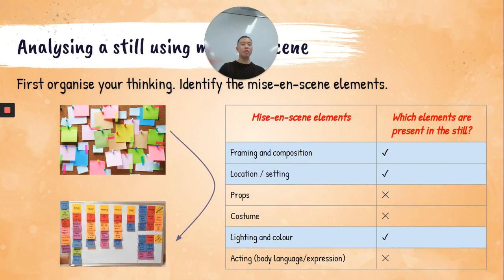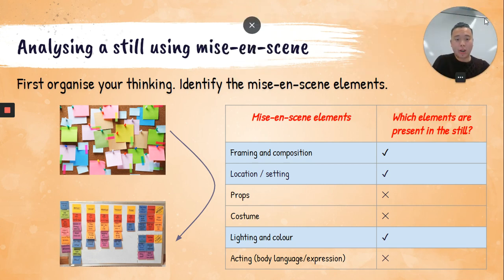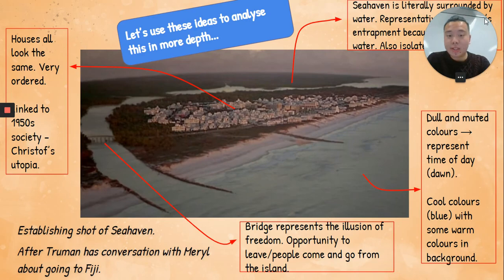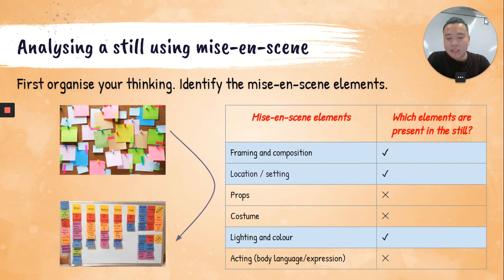Okay, so what does this all mean? Now, when you're analyzing mise-en-scene, like I just did with you guys then, you only want to analyze the elements of the still that are relevant. Not all of these elements will be relevant. So, for example, framing, composition, location, setting, lighting, color, those are the three elements of mise-en-scene that we could spot in this still, so we can analyze them. But in terms of props, costumes, acting, body language, expression, none of those mise-en-scene elements were evident in that image. So you don't have to analyze it.